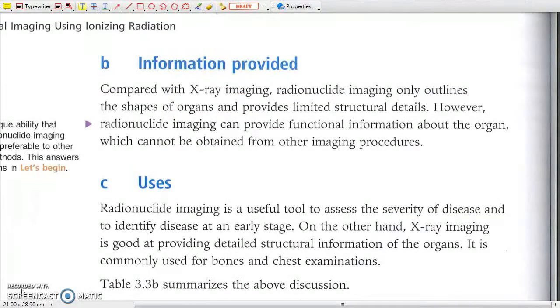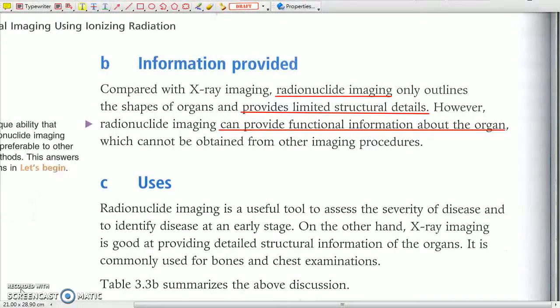B. Information provided. X-ray images have higher resolution, and so the images are sharper. Radionuclides as tracers can provide functional information about the target organ.